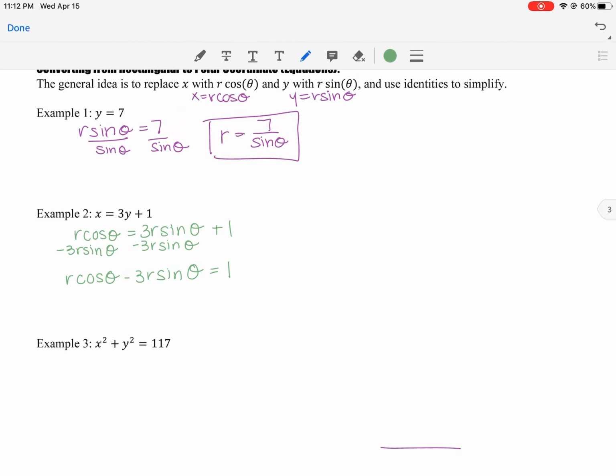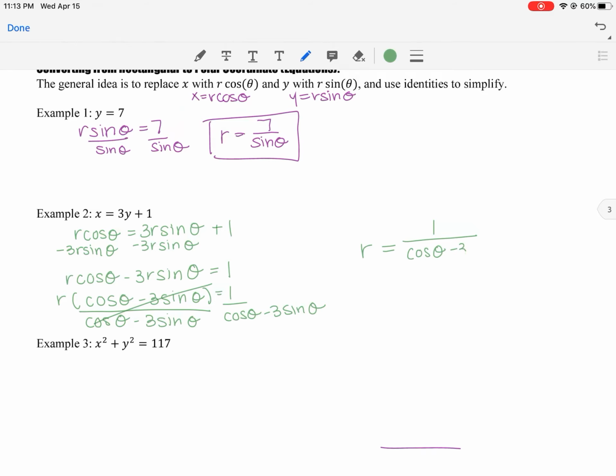Since we're solving for r, the way to get it out of both of those is we're going to factor it out. So we're going to be left with cosine theta minus 3 sine theta equals 1. I left an extra r in there; it should have come out when I factored it. And then to get r all alone, we're going to divide by this cosine theta minus 3 sine theta. So your final answer here would be r equals 1 divided by cosine theta minus 3 sine theta.